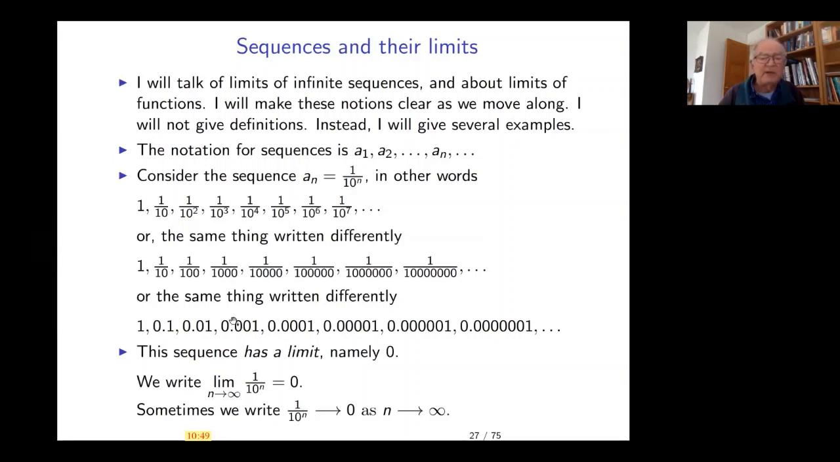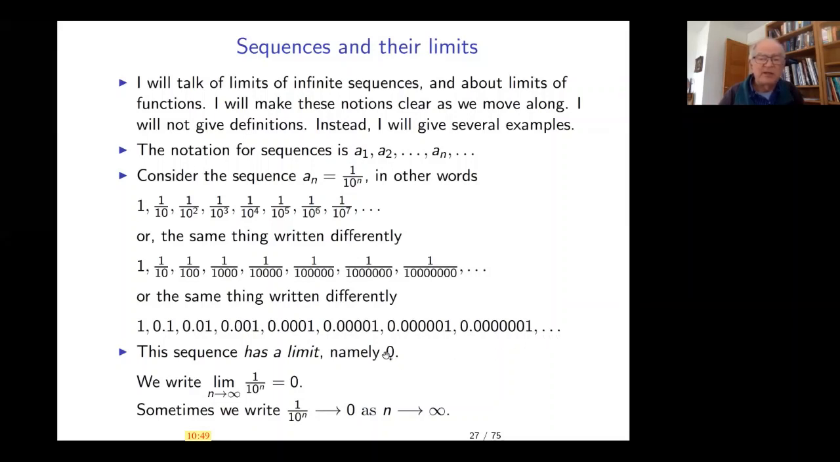Now this sequence has a limit. We don't add them up in this case. I'm just listing the sequence, and I ask, what is the limit of 1 over 10 to the n? And you can see, especially from the last statement when I wrote 0.1, 0.01, 0.001, and so on, that they are becoming smaller and smaller, closer to 0, never actually being 0, but being as close to 0 as we wish.